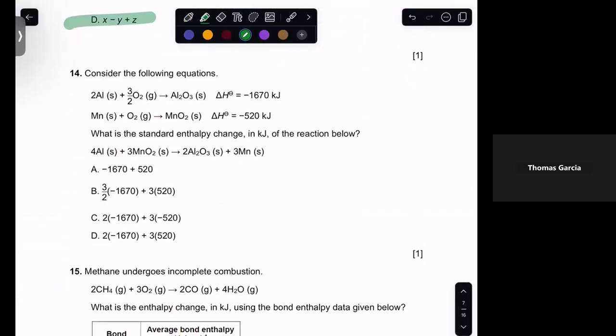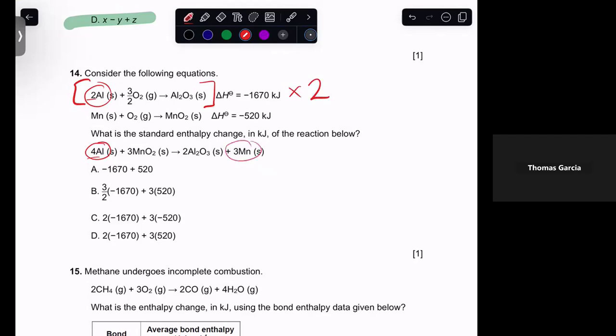All right, consider the following equations. What is the standard enthalpy change in kilojoules for the reaction below? I notice, first off, aluminum on the reactant side and aluminum on the reactant side. The only difference, though, is we have a 2 coefficient and a 4. So I'm going to take this whole thing and multiply it by 2. Got it. Next one.